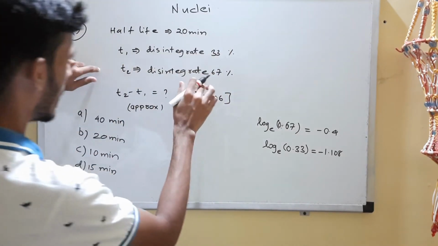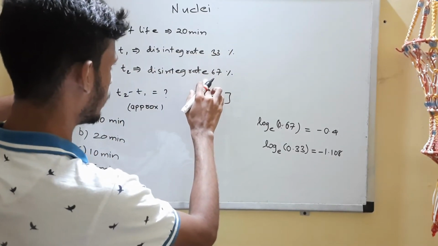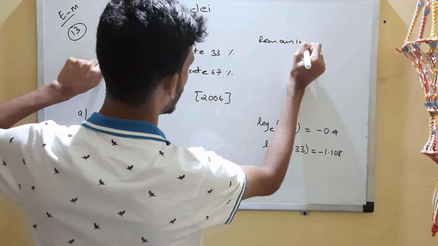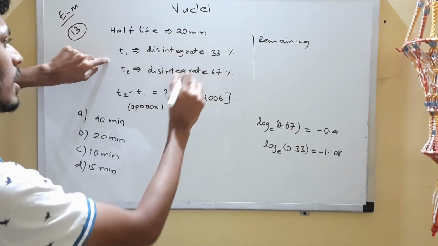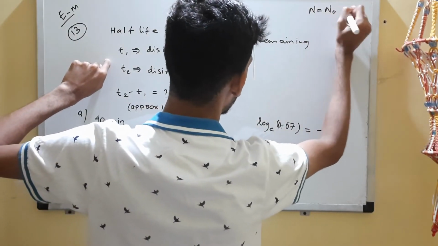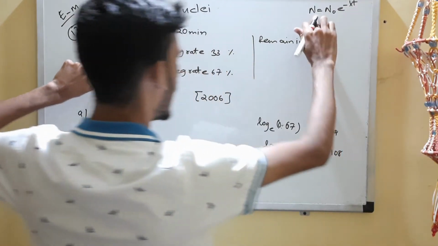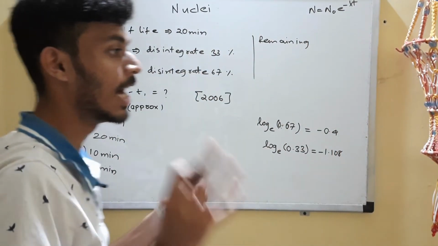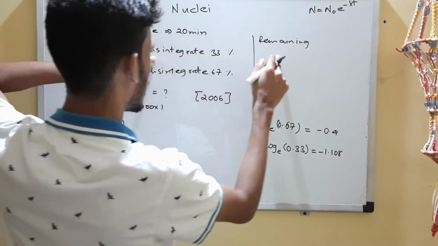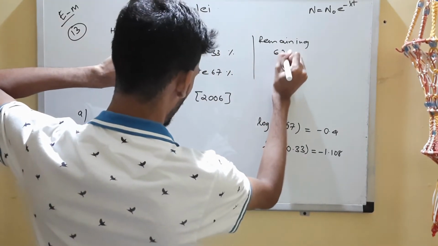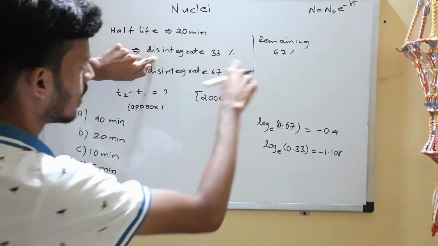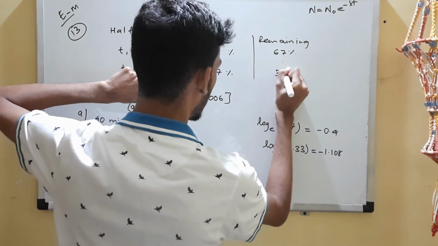You can see that this concentration, or you can write the remaining one, basically because here they have given it in terms of disintegrating. Here we use the equation N equals N0 e to the power minus lambda t. N is the concentration of undecayed atoms, the one which is remaining undecayed. So in this case the remaining undecayed is 67%. Again, it's symmetry: 67%, and here remaining we have 33%.